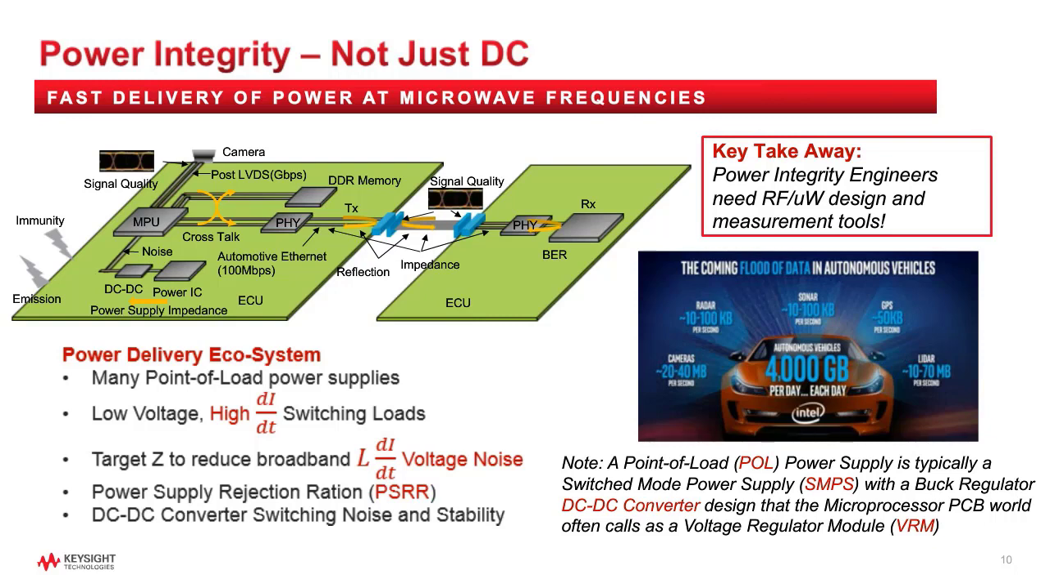Let me stop for a moment and explain some of the power delivery network acronyms that can be kind of confusing. A point-of-load, POL, power supply is typically a switched mode power supply, SMPS, with a buck regulator, DC to DC converter design that the microprocessor PCB world often calls a voltage regulator module, VRM. All of these terms are often used interchangeably to refer to the source of power.